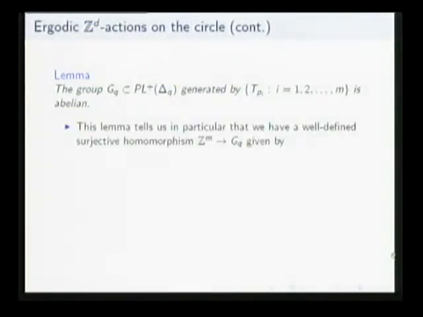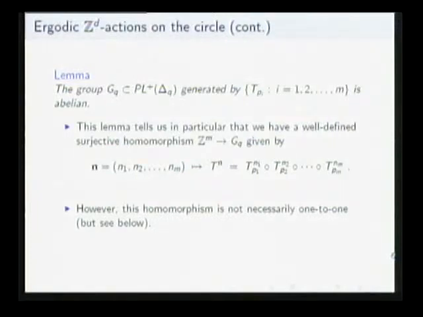So in particular, this means that you have a representation of Z^m in the group of piecewise affine homeomorphisms of delta sub q. That's just the homomorphism. But this representation is not necessarily faithful.